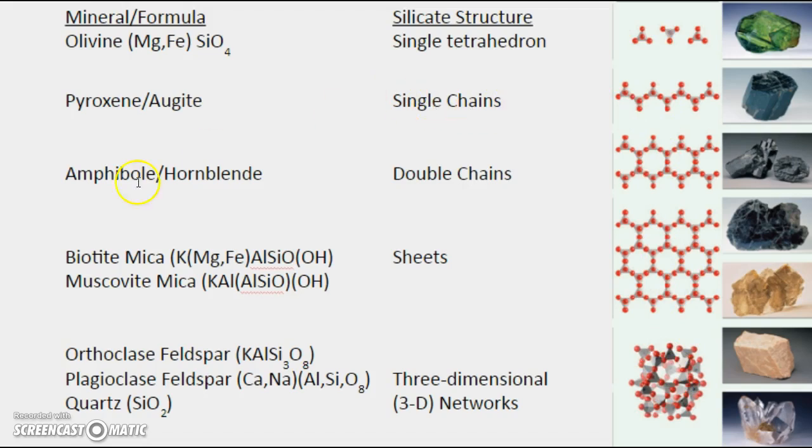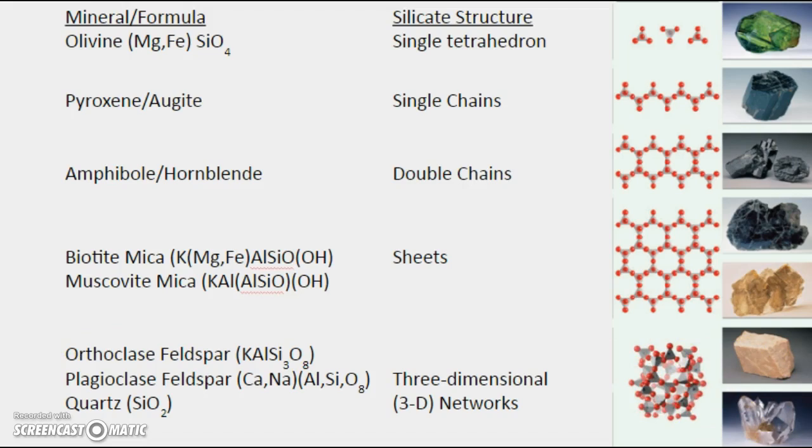So here we have single chains. Amphibole, the next line, is going to have a sequence of double chains. Notice double chains are more complex than single chains. You keep on cooling, you get biotite mica and your micas. These are sheeted. Notice these are even more complex yet. You start putting together double chains, you create sheets. And last but not least, you get your feldspars and your quartz. And these are three-dimensional networks that are just more complex.